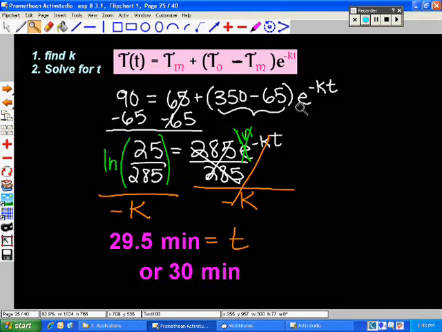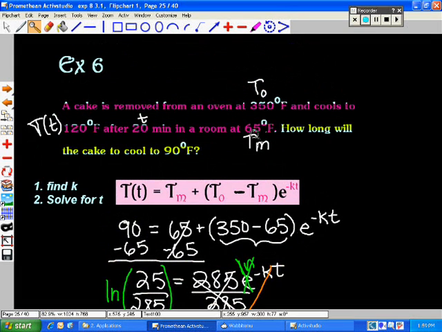To recap, remember, we used the first two sentences to find k, our constant. We stored k into our calculator under the letter k. Then I went back. Tm and T0 stayed the same, but I plugged in my T of t and I solved for little t.